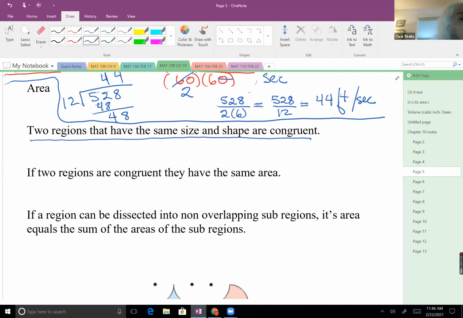My stylus just stopped working. Here's the other one. Symbol for congruent looks like this. The top is the symbol for similar, which means that they're the same shape, and the bottom is an equal sign. So it means they're the same size.